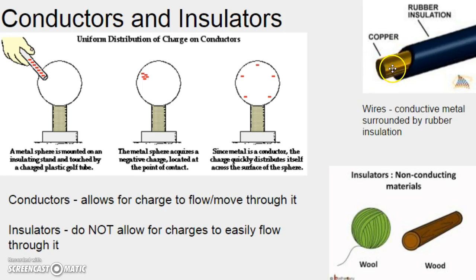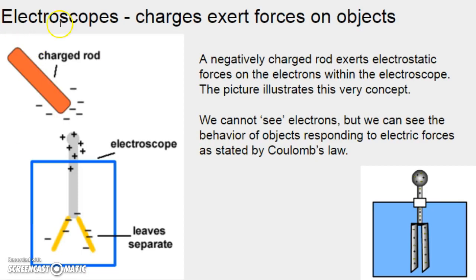Remember, electrostatics is unmoving charge. Electricity is actually moving charge. Let's talk electroscopes. Charges exert forces on objects. If I place a charged rod, a negatively charged rod, near an electroscope, it's going to repel electrons down to the leaves, and we see the leaves separate.